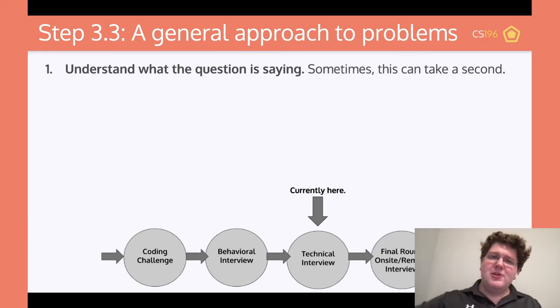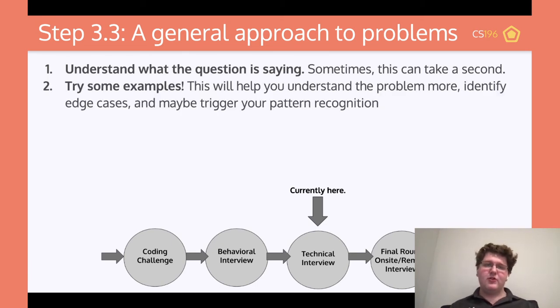So, general approach to solving these problems. Understand what the question is saying, right? Sometimes this can take a second, especially when it's a more complex question. Try some examples, right? If you develop a couple of test cases and examples that you play out, then that might help trigger which pattern you know that you need to look for now.